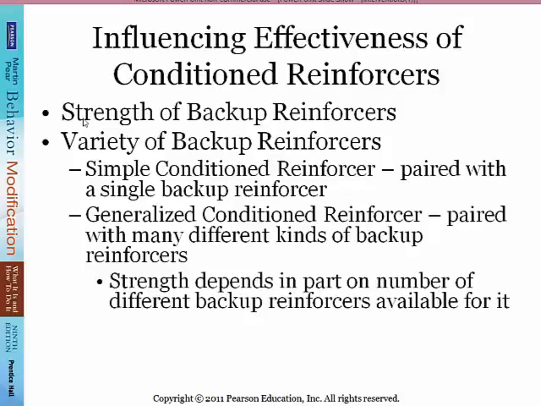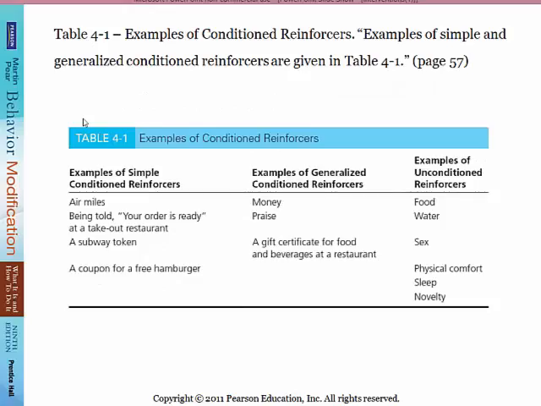Also, the variety of backup reinforcers works as well. It's important to have a generalized conditioned reinforcer whenever possible. A simple conditioned reinforcer means that you can only turn in your tokens for one thing, and you'll see some examples of these on the next slide. Whereas with a generalized conditioned reinforcer, you can turn in your tokens for a large number of things. Money is an example of a generalized conditioned reinforcer, where as much money as you have, you can spend it to get anything that you want, right? So the strength depends in part on the number of backup reinforcers available. Generalized conditioned reinforcers are going to be stronger than simple conditioned reinforcers.